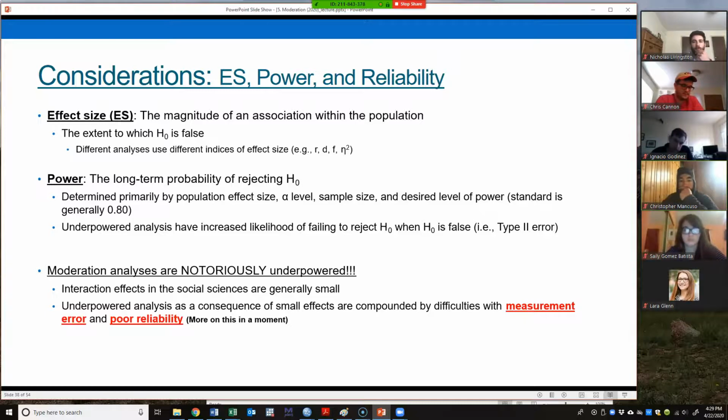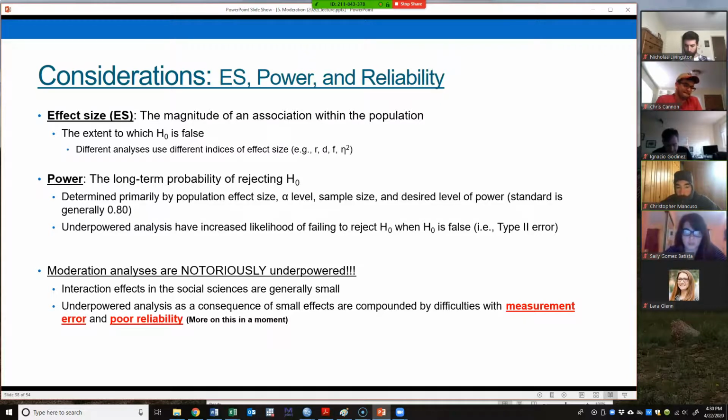Okay. So this is all just a refresher, because our moderation analyses are notoriously, hugely underpowered. Our interaction effects in the social sciences are generally going to be small. You should never read someone's power analysis and see, "Oh, I expected medium effects of this interaction." There's no basis for that unless there's strong evidence in the research that you can specifically point to. These interaction effects are very subtle, and our ability to detect them is compounded by measurement error and poor reliability of our variables, right? If I start with poor reliability, add some more poor reliability, and then multiply those things, I get something with really bad reliability.